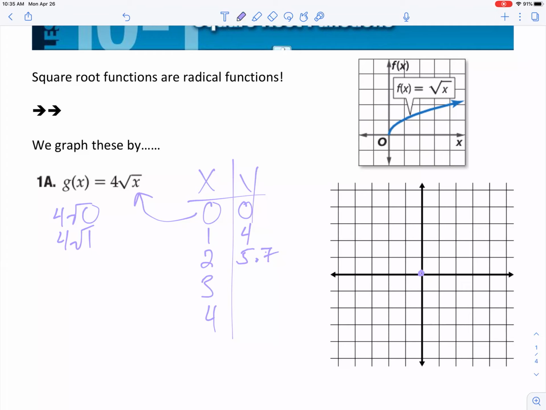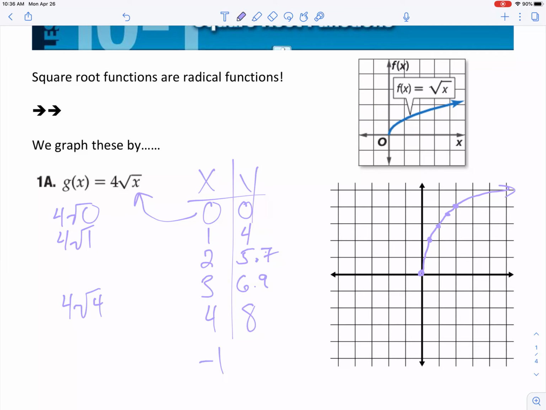So this should have been 1, 2, 4, and then 5.7. Okay. Plug in 3. The square root of 3 is 1.7. If I multiply that by 4, it is 6.9. So 2, 4, 6.9 is about right there. And last but not least, the square root of 4 is 2, and 2 times 4 is 8. 2, 4, 6, 8. So my graph is going to look something like that, which you notice does look familiar to what we see up here.